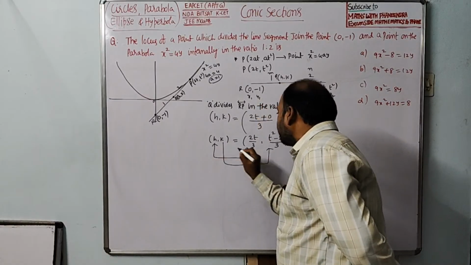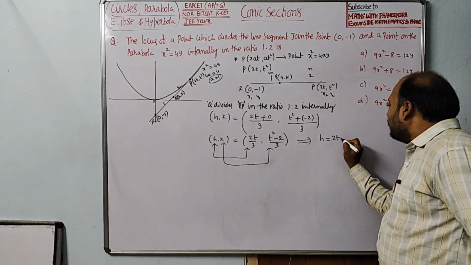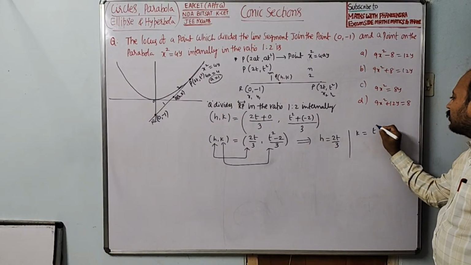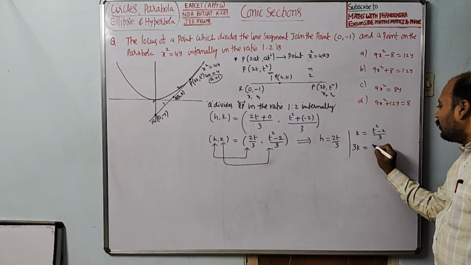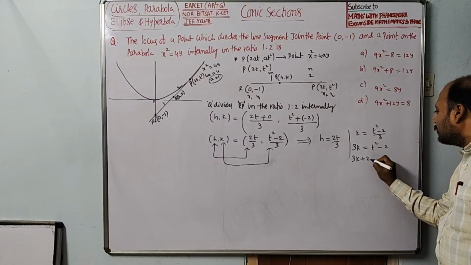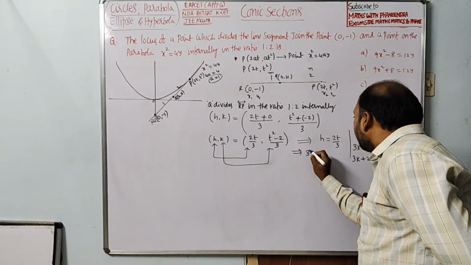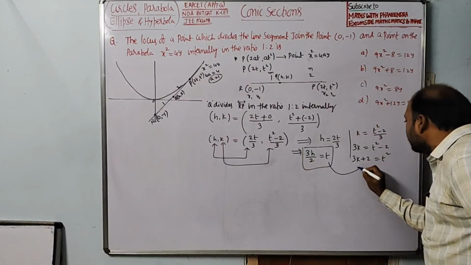Equating x coordinates and equating y coordinates, what comes here? h is equal to 2t by 3 and k is equal to (t square minus 2) by 3. Cross multiply: 3k equal to t square minus 2. Minus 2 also bring this side: 3k plus 2 equal to t square. Where does the t value come from? From here only: 3h by 2 is equal to t. This t value substitute in this.